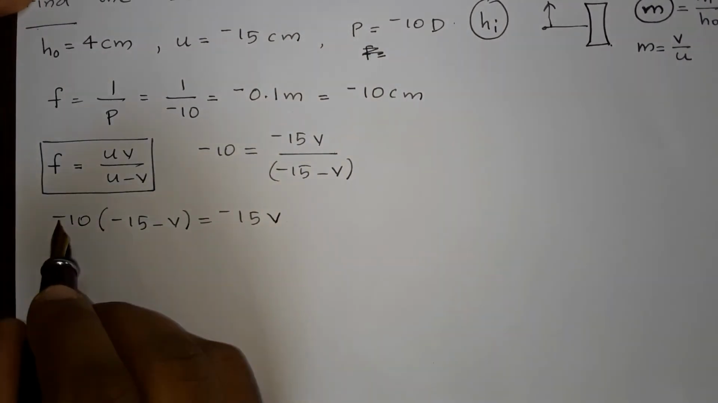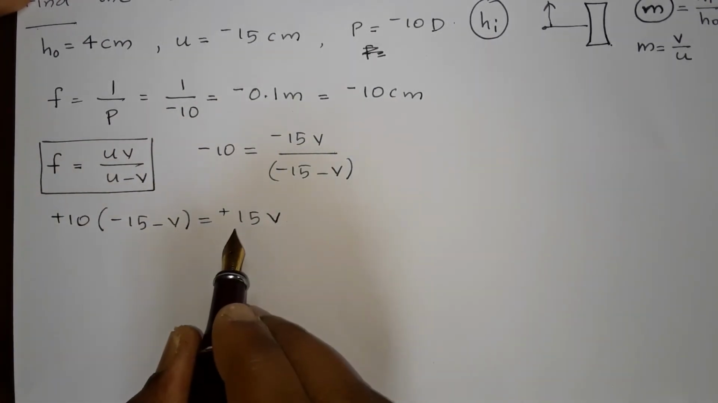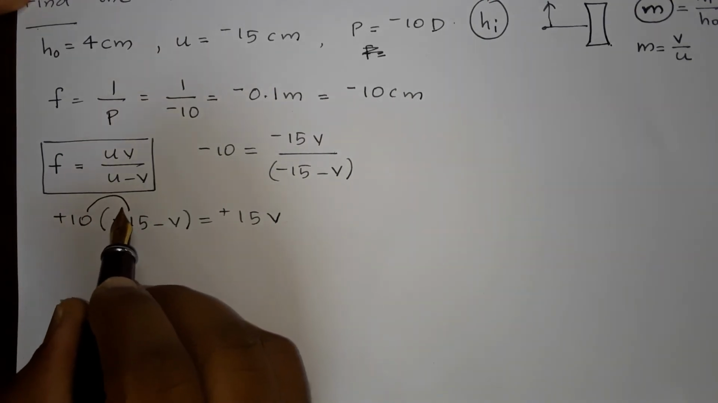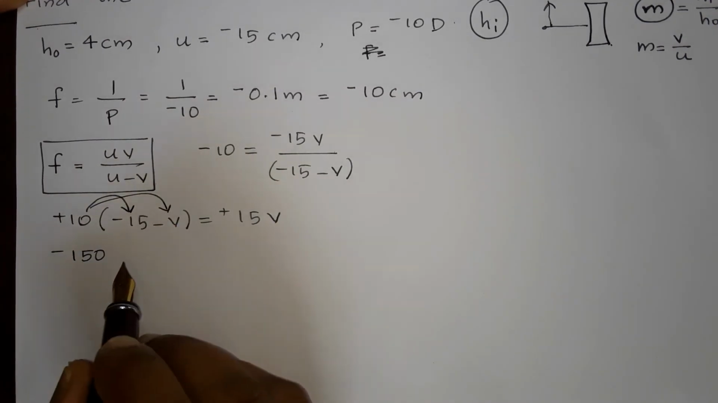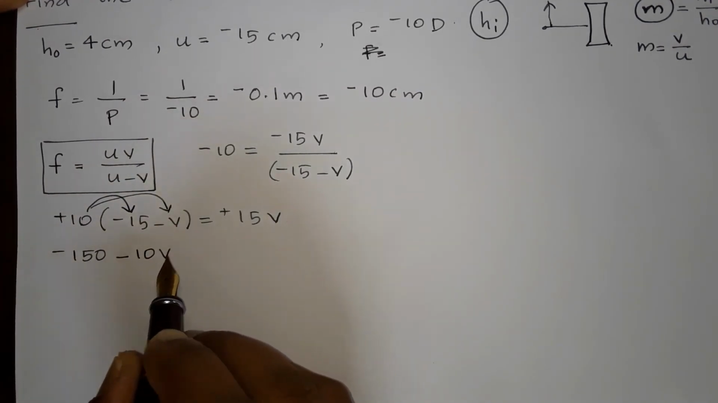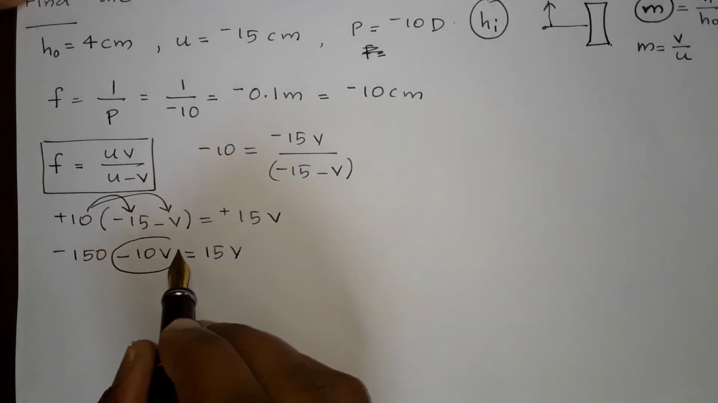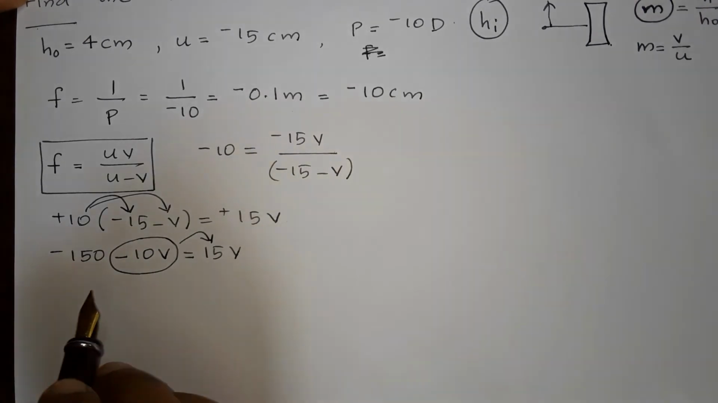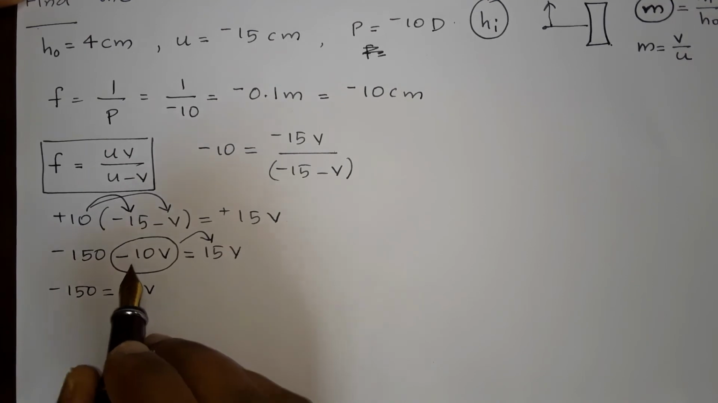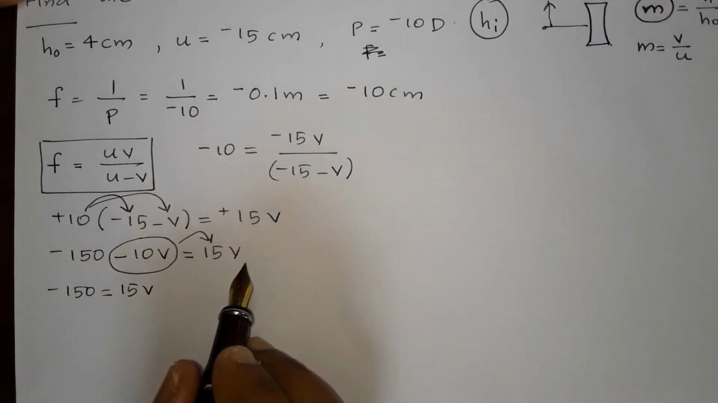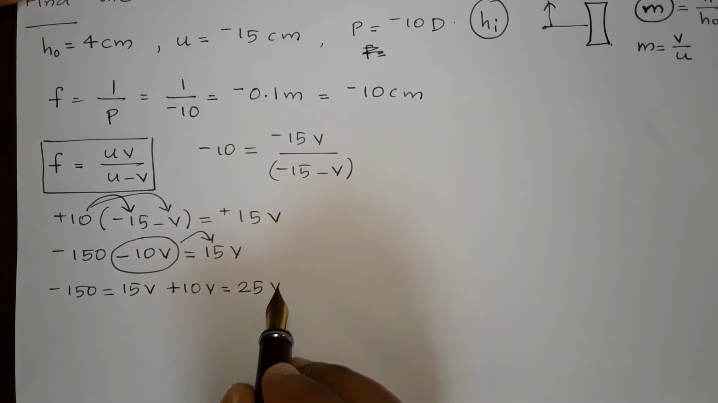We can cut it, right? Okay, so 10 into, both are now positive. 10 into minus 15 is minus 150. Then 10 into minus v is minus 10v, is equal to 15v. Next step we have to take this minus 10v to the next side. So minus 150 is equal to 15v. This negative minus 10v, when it goes to the next side, will become plus 10v, that is 25v.